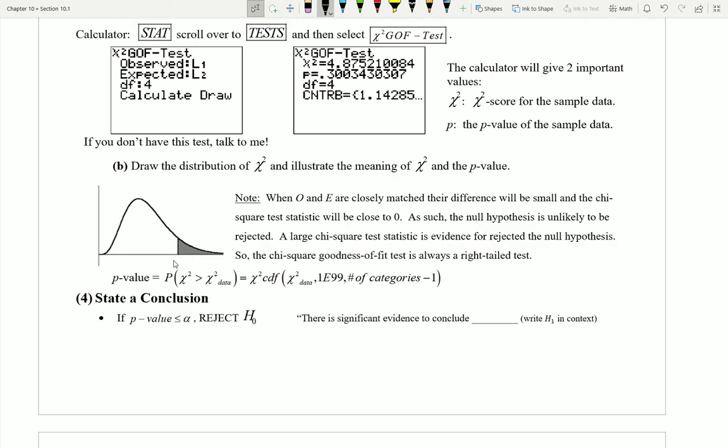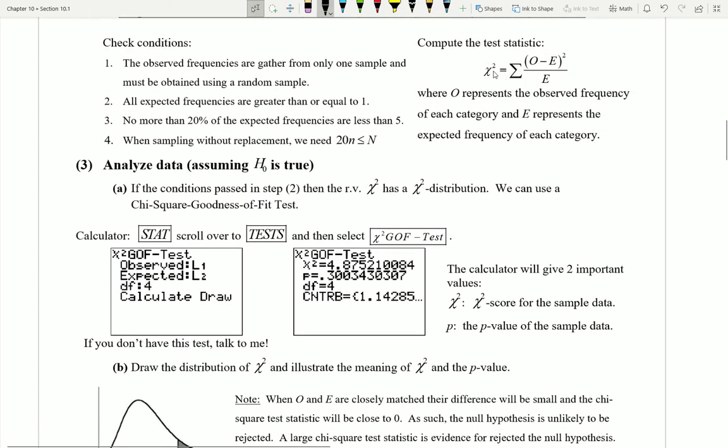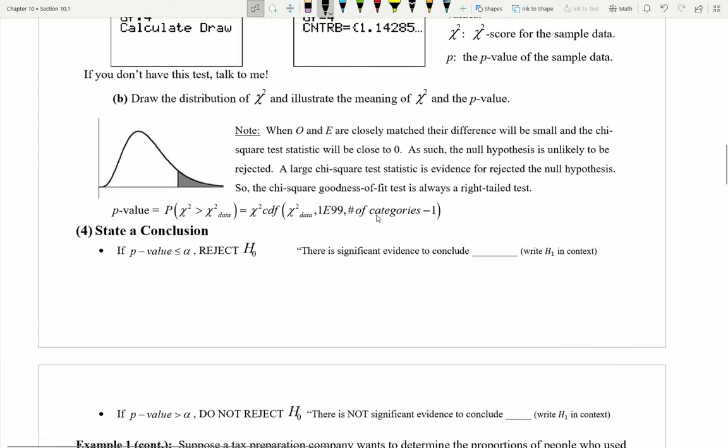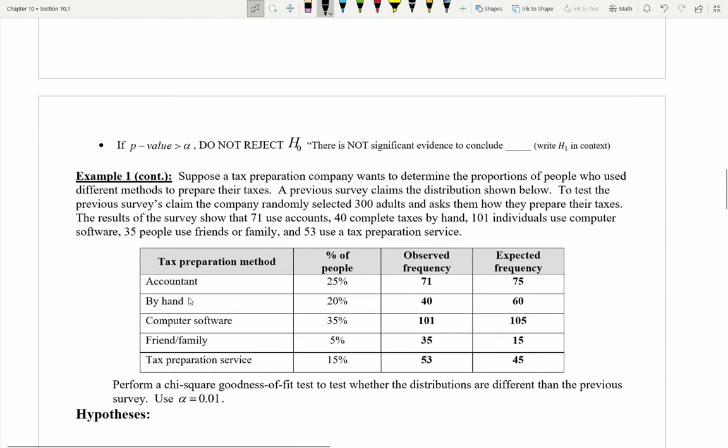There are some ways that we can use this formula to directly calculate chi-squared, and there are some instructions down here for how I would actually compute the p-value by using the calculator chi-squared CDF command if I need to, but we'll talk about that more in a later video. What we can see is that ultimately when we state a conclusion, we're either going to be, as always, rejecting H0 or not rejecting H0, and we'll have the same two-sentence conclusion that we've always had in previous sections. In the next video, we'll take a look at example 1 and come back to this tax preparation method question and try to run through a full test to see how this would work.